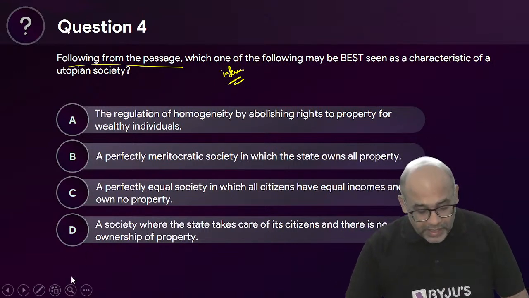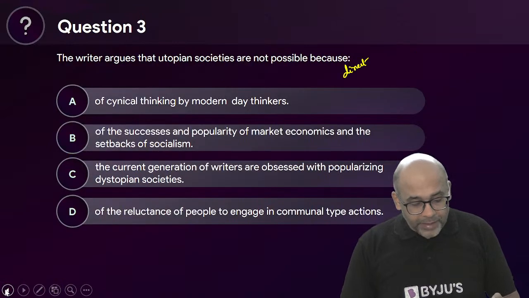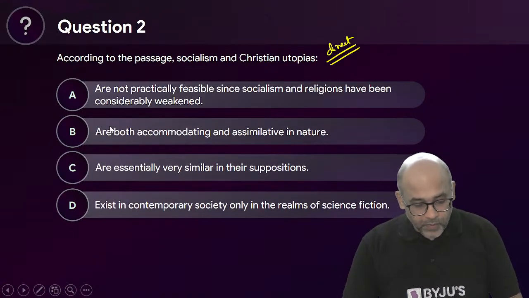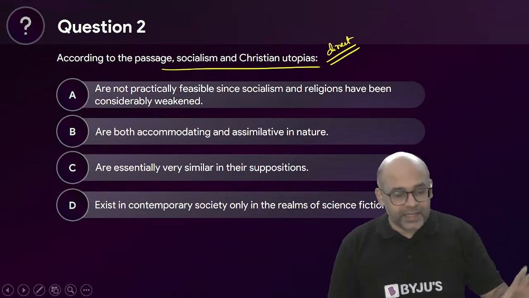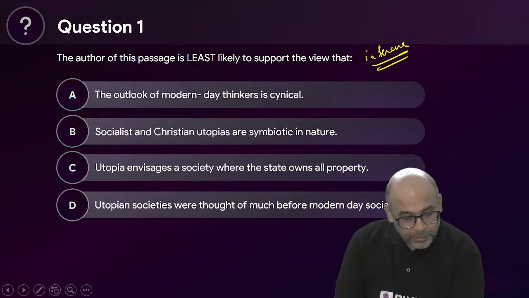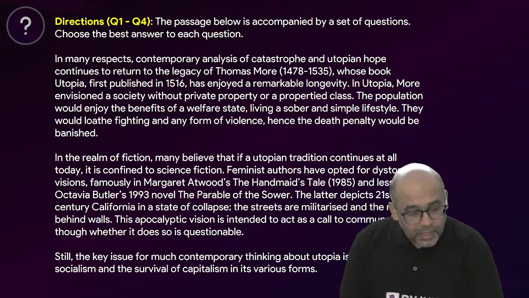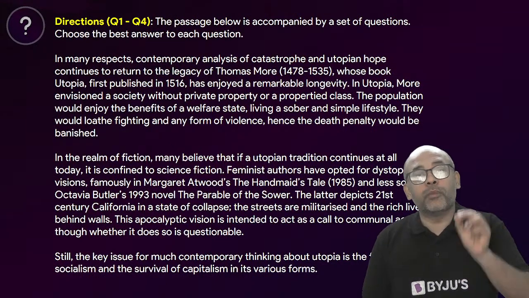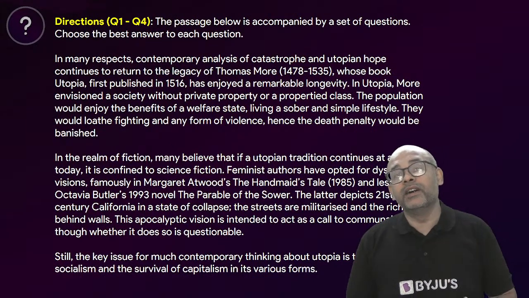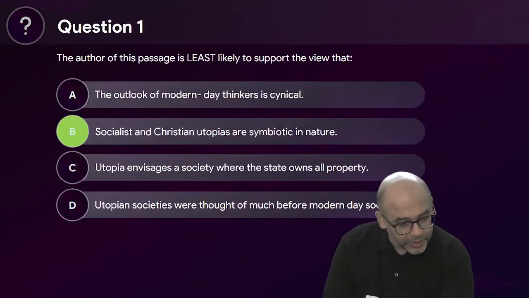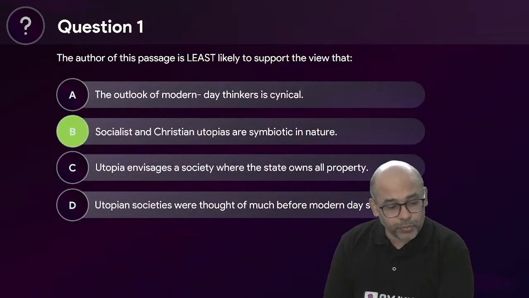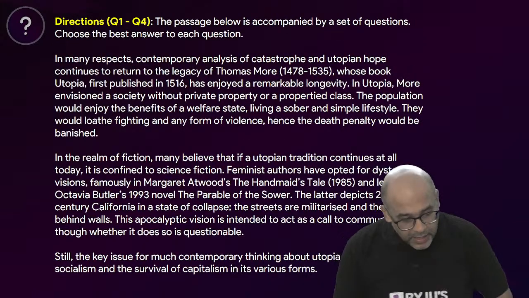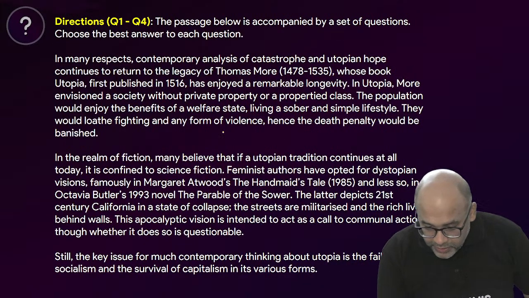If I were in your position, I would pick these 2 direct questions. According to the passage, socialism and Christian utopias. I will not look at anything else. I'll go straight to the passage and start looking at where it talks about Christian and the other, utopia. Socialism and Christian utopia, so let me see where that is mentioned. Okay, there's no Christianity here.